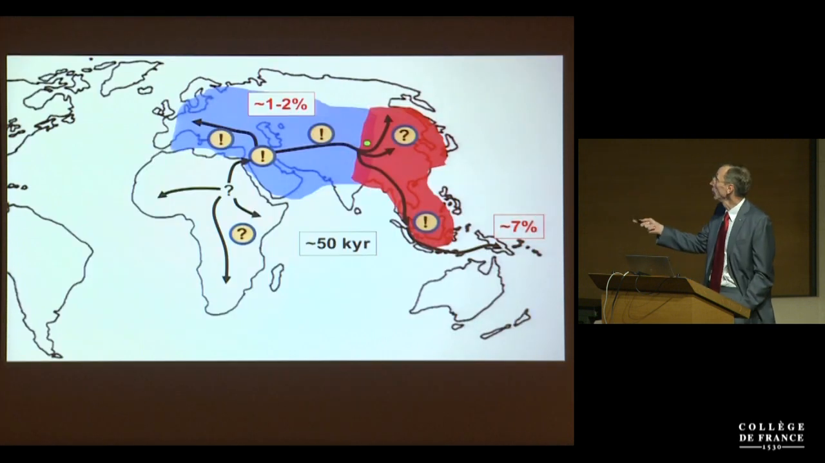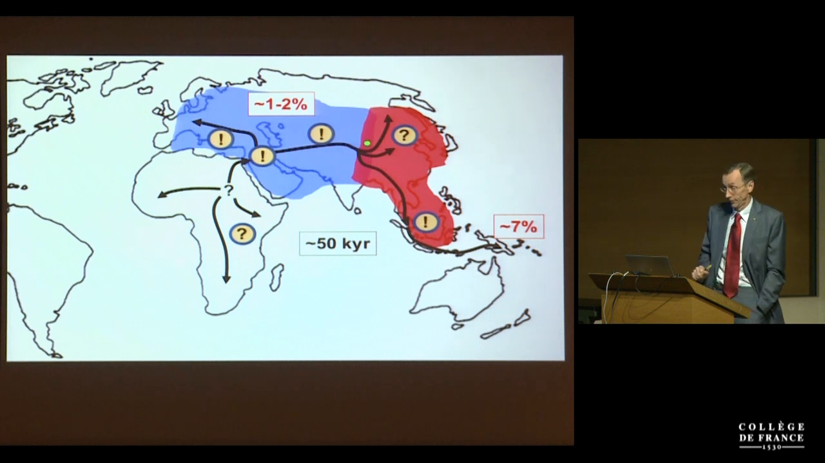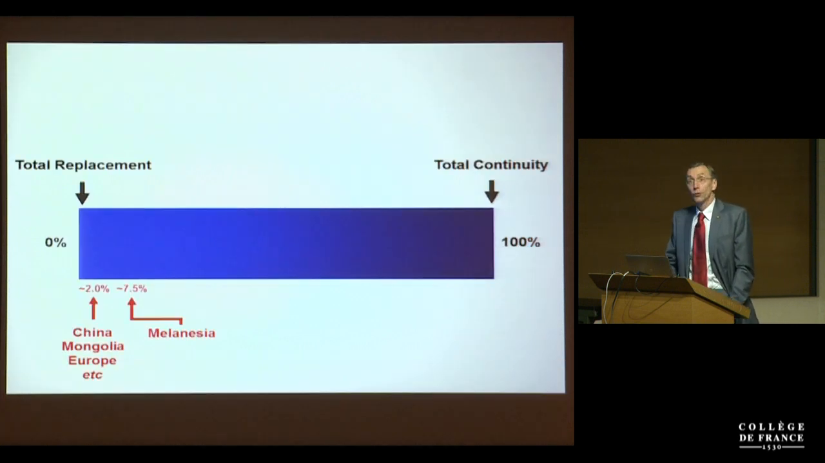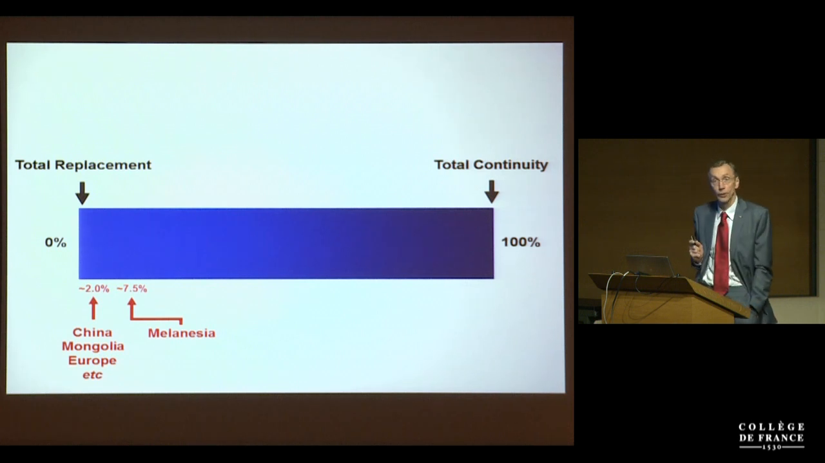So we then know there is additional mixture here. The big picture is then that, yes, modern humans come out of Africa. They replace these other forms, but there is some contribution from these earlier forms.